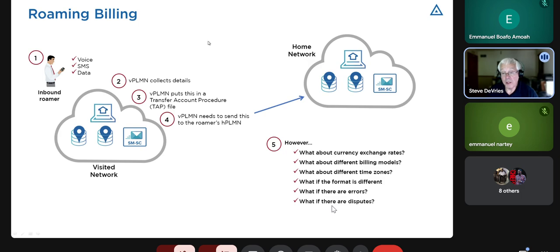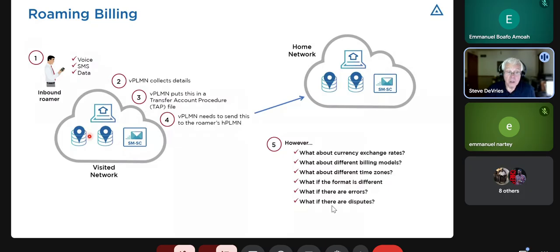So it does require billing. It does require this roamer to bill. So if you're an inbound roamer somewhere, you've now flown into another network. It could be in your home country. It could be in another country. Let's say you go into a network here.